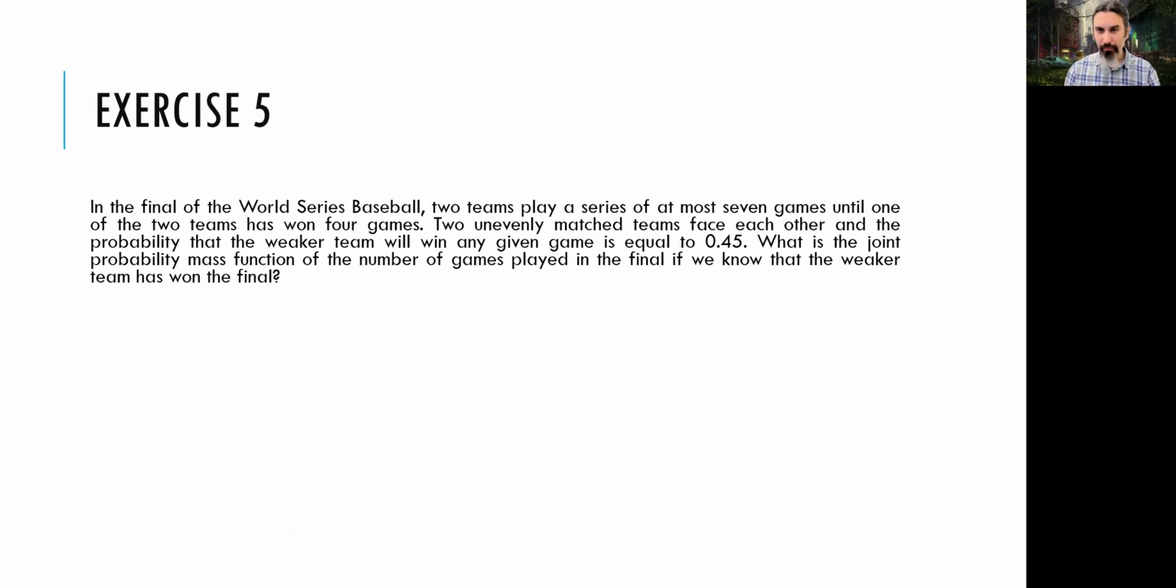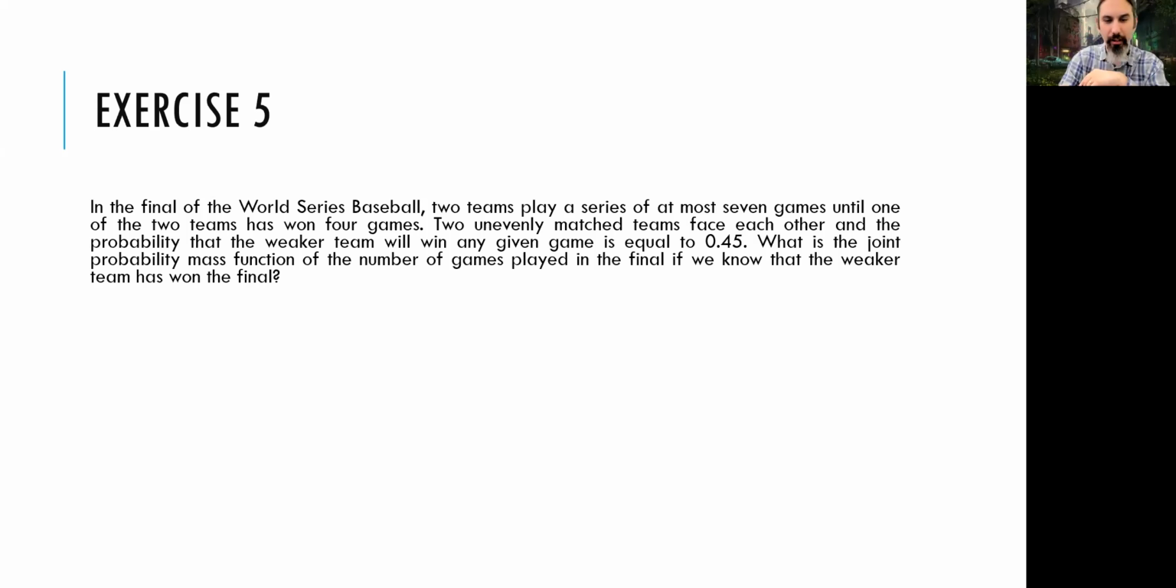But we also know that the weaker team has won, and its winning probability was 0.45. So it's a conditional probability. We have to write the conditional probability formulation. To do that, we need to find the joint probability for these two variables, and since we know the weaker team has won, we need to find the marginal probability of the weaker team winning.